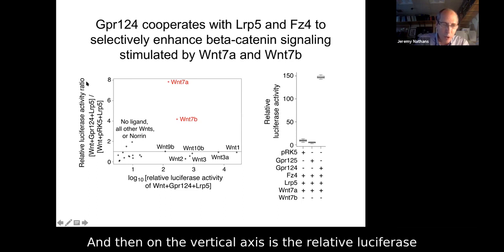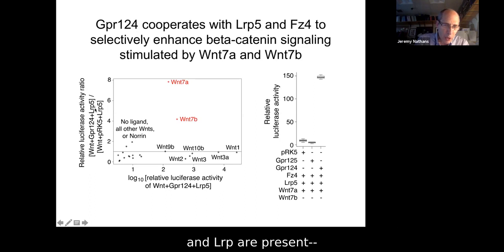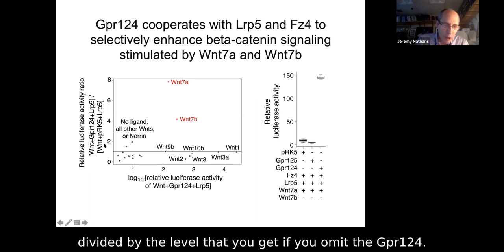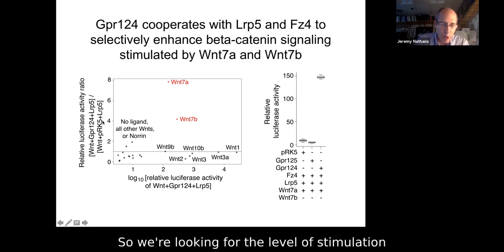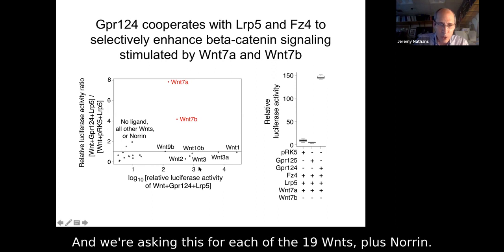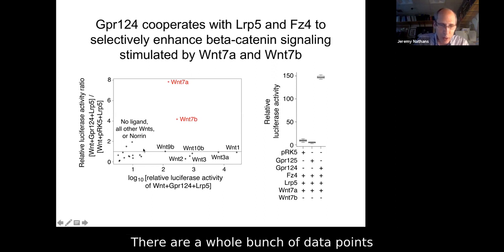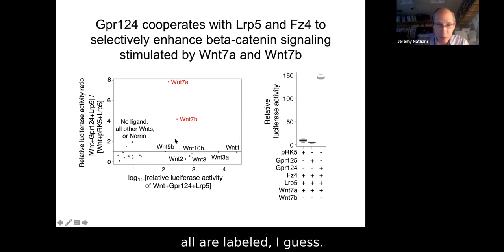And then on the vertical axis is the relative luciferase activity ratio of this experiment in which Wnt, GPR124, and LRP are present divided by the level that you get if you omit the GPR124. You just put in the original empty vector, pRK5. So we're looking for the level of stimulation afforded by GPR124, and we're asking this for each of the 19 Wnts plus Norrin. There are a whole bunch of data points down here at the left, which are not labeled, but the ones on the right are labeled.